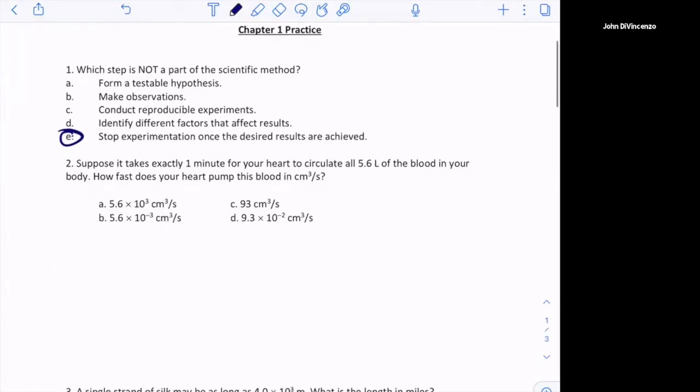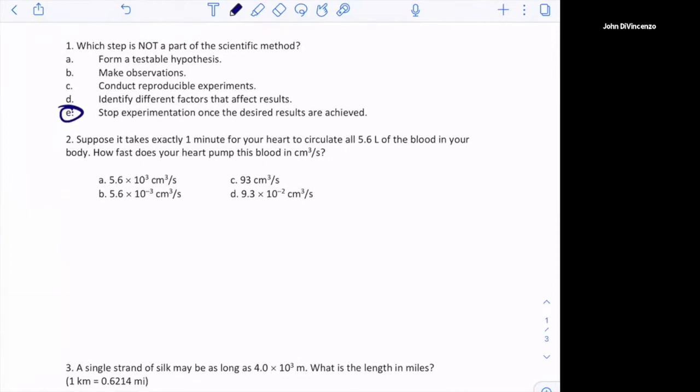Okay, good. So, suppose it takes exactly 1 minute for your heart to circulate all 5.6 liters of the blood in your body. How fast does your heart pump this blood in cubic centimeters per second? Well, we're going to do it. I don't have the answers in front of me. You're going to have your calculators out to do it. But we're going to set it up and solve it.